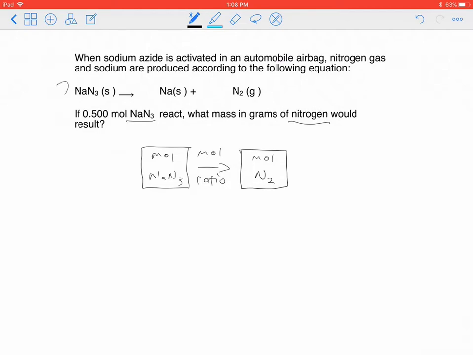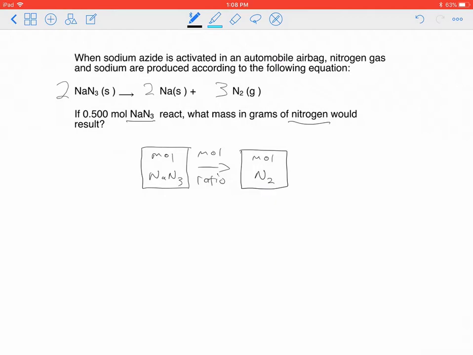I'm going to fix the nitrogen first. I see there is an odd-even disagreement. So multiply sodium azide by 2 and nitrogen by 3, which gives you 6. So it should be 2, 2, 3.